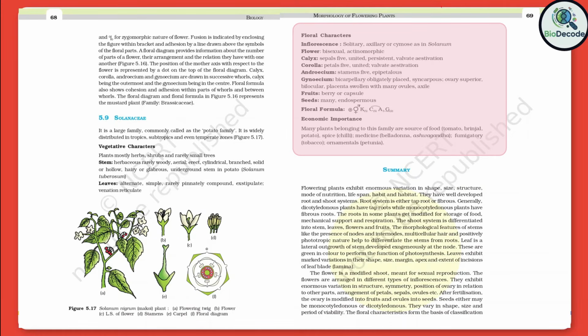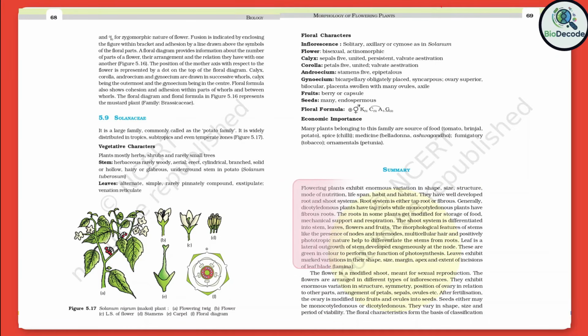Economic importance. Many plants belonging to this family are a source of food: tomato, brinjal, potato, and spice chili. Medicine: belladonna, ashwagandha. Fumigatory: tobacco. Ornamentals: petunia. Summary.